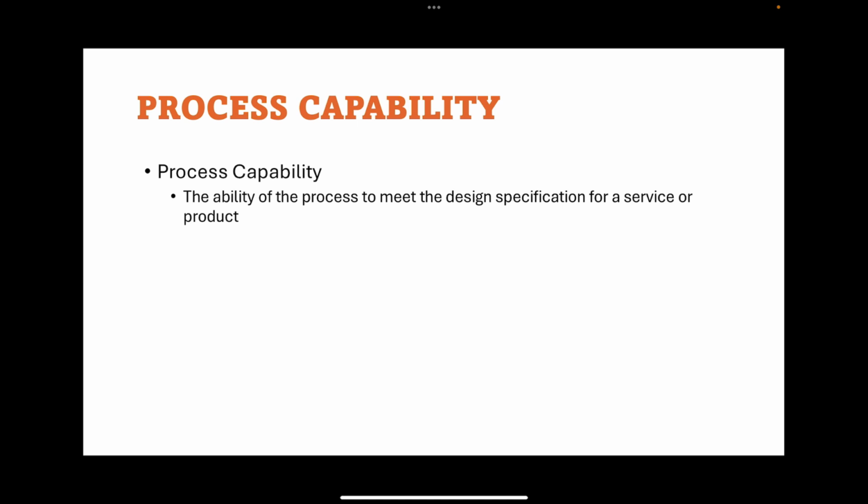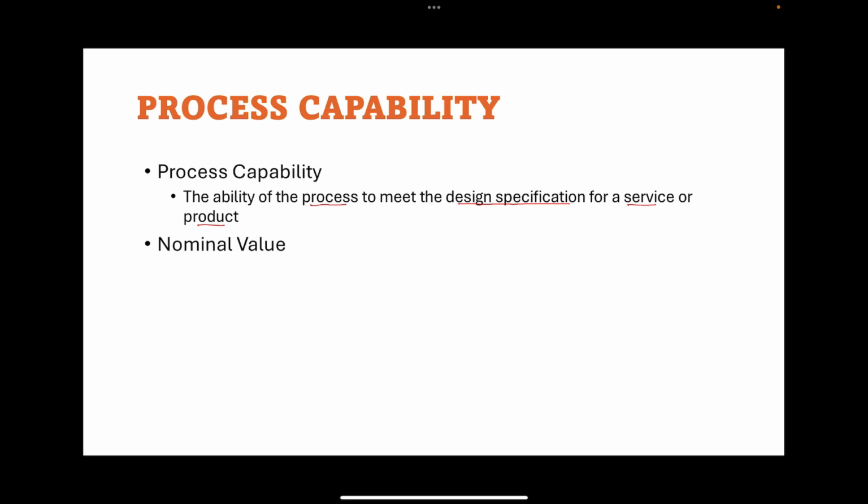So in the previous video, we discussed statistical quality control and also the control chart. Now in this video, we are going to study process capability. So what do you mean by process capability? The ability of the process to meet design specification for a service or a product is called process capability.